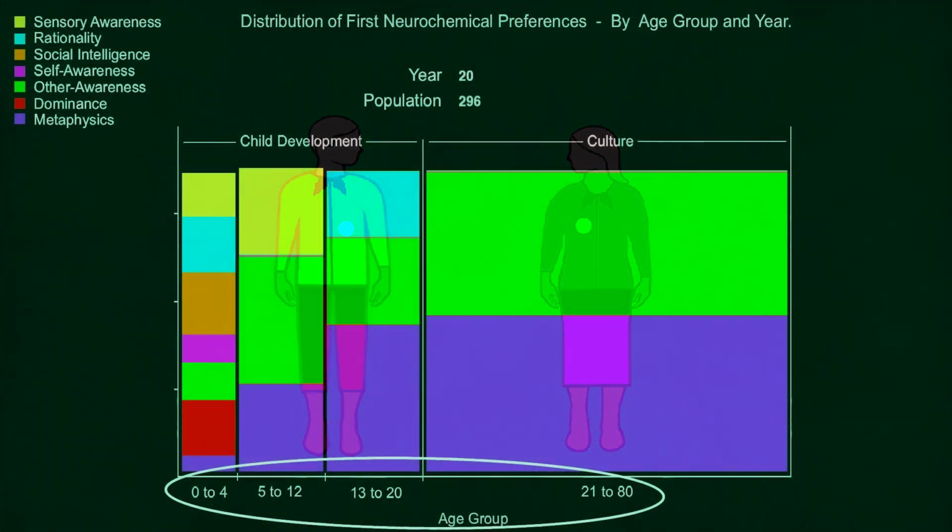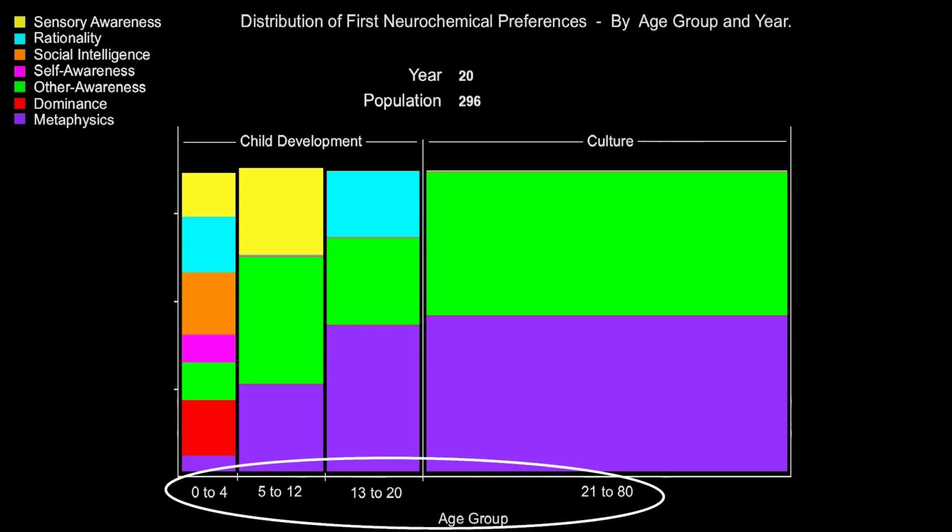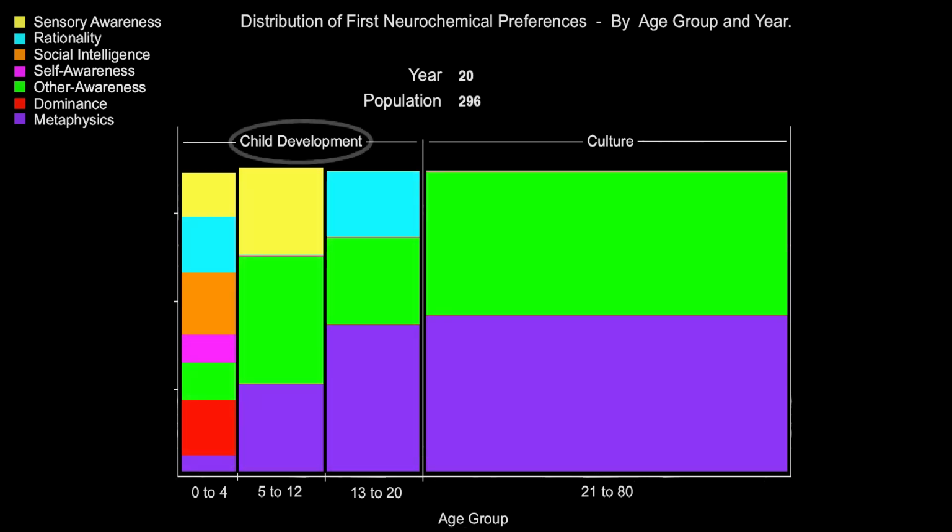And then the counts will be broken down into age groups. This will allow for a graphical display of the yearly development of the children, as they age, and their first neurochemical preference is affected by the influences of the culture. And as a consequence of this, we'll see how the culture as a whole gradually changes from year to year, and generation to generation, due to the changing first neurochemical preferences of the adult population.